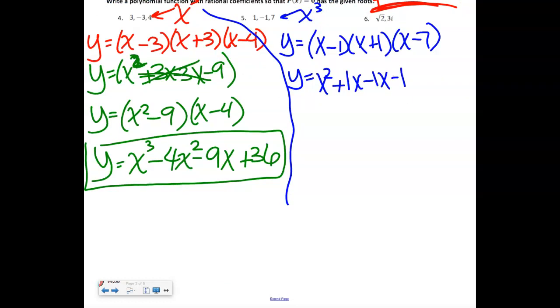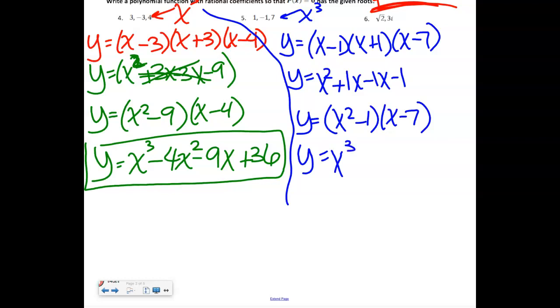Our inside junk is going to cancel. I hope you guys know there's going to be a pattern there. So I'm going to be left with x squared minus 1. I'm bringing down that x minus 7. And then we're FOILing again. So I'm going to have x to the third minus 7x squared minus x plus 7.